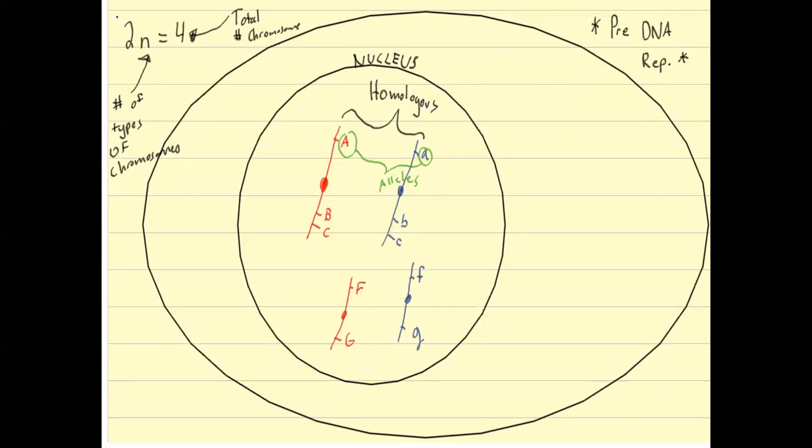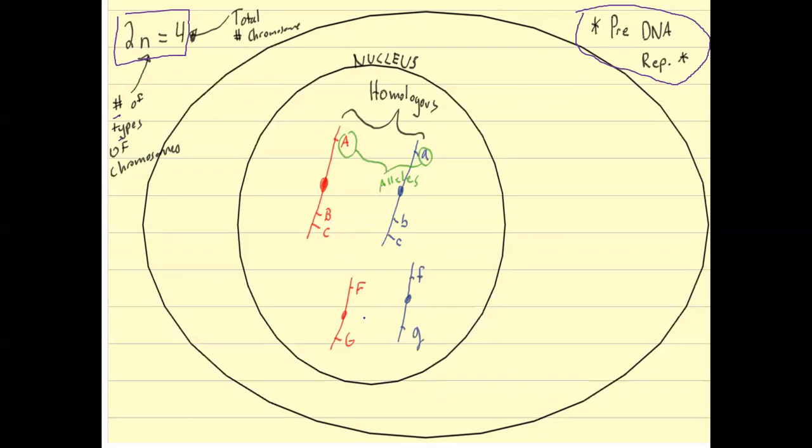Now let's make sure you understand what this is talking about. 2n equals 4, where that n stands for the number of types of chromosomes, and 4 is the total number of chromosomes. Notice that this is showing you that the DNA has not replicated yet. So I have my alleles. I hope you understand that these two are homologs. It has the A gene, this has the B gene, this has the C gene. So I would be heterozygous for A, heterozygous for B, and it looks like homozygous recessive for C.